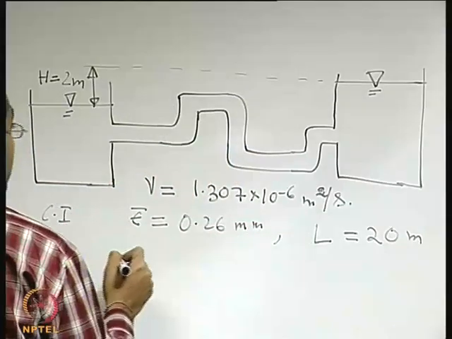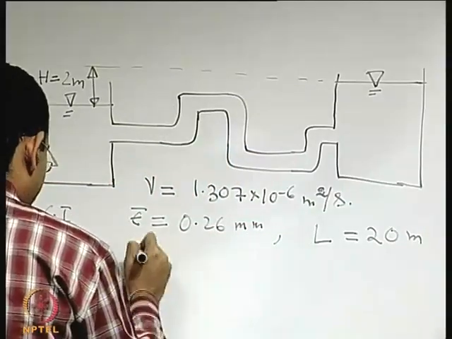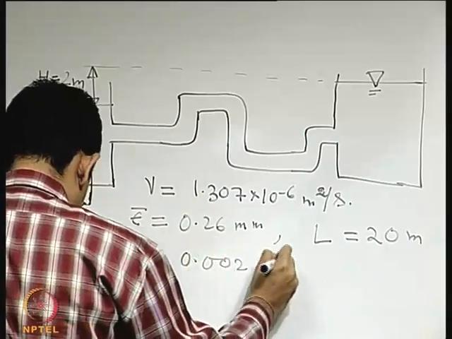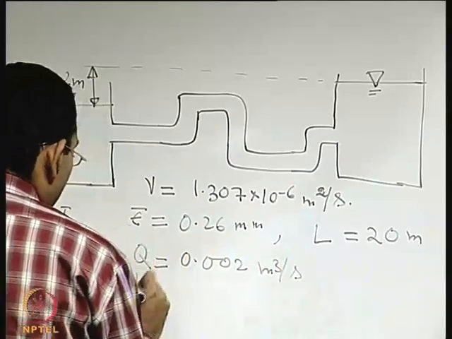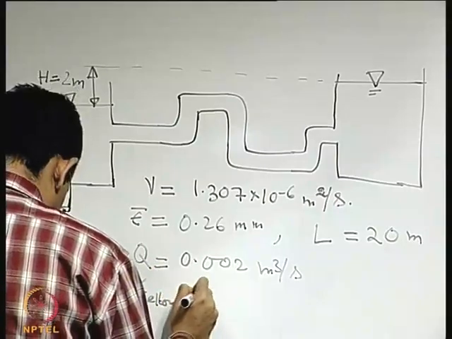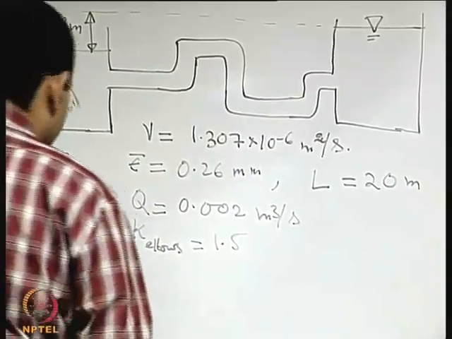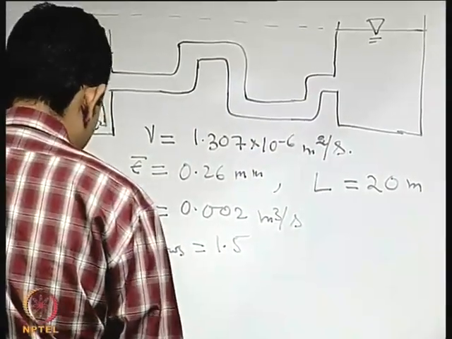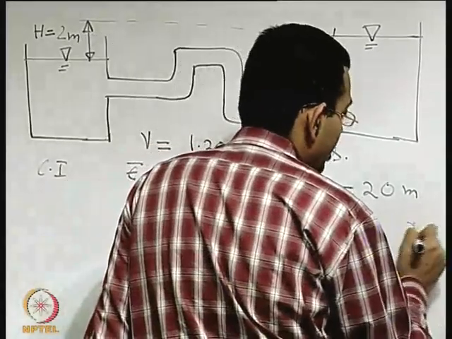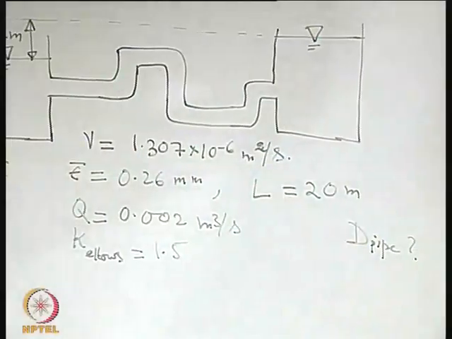and the flow rate that we expect from this system is 0.002 meter cube per second, and the loss coefficient for the elbows is 1.5. The question is: what should be a good design of the diameter of the pipe?